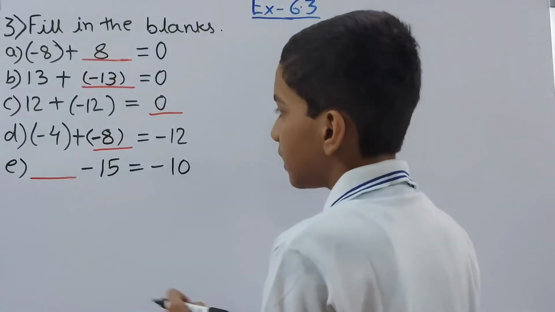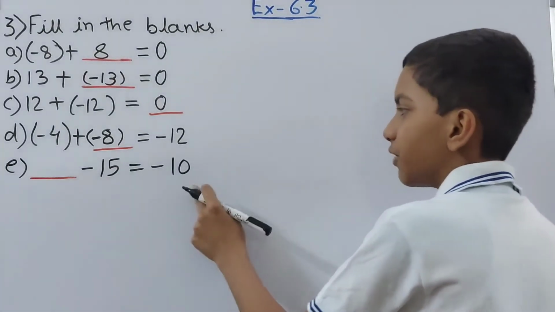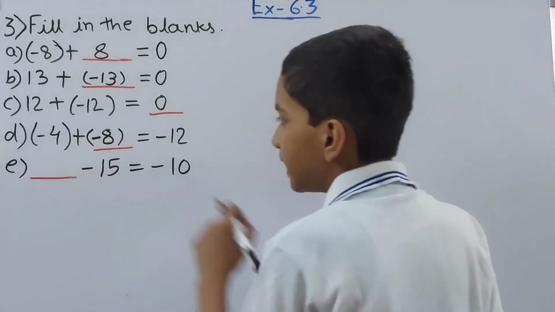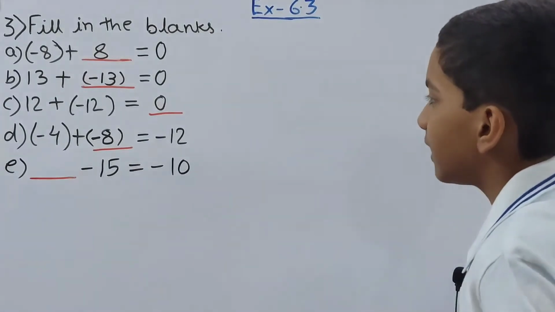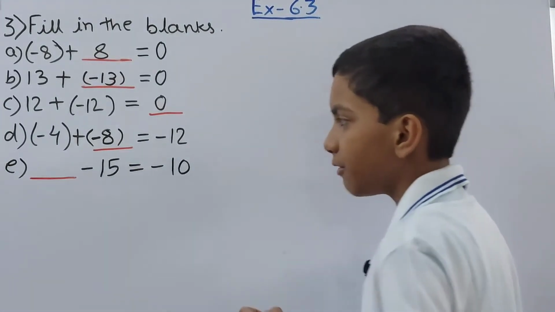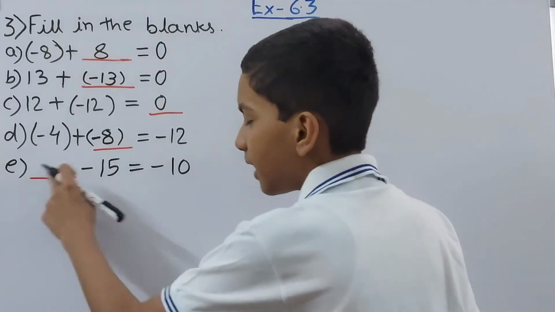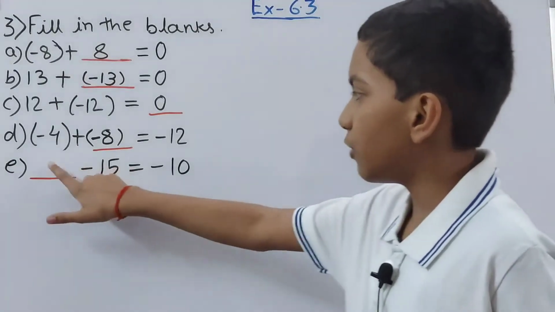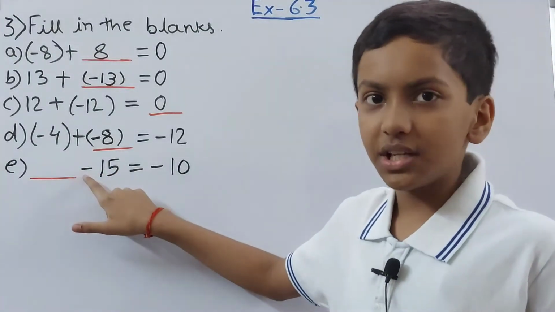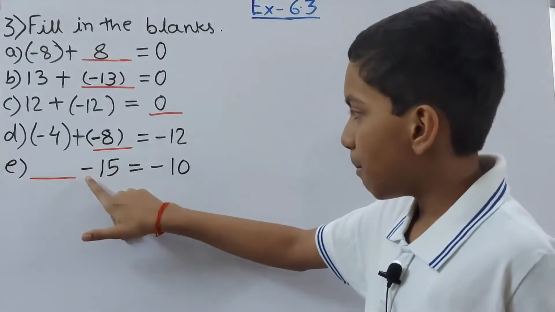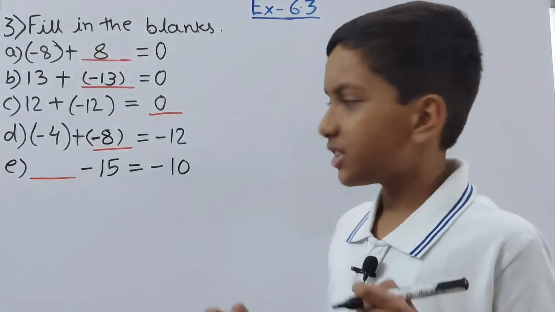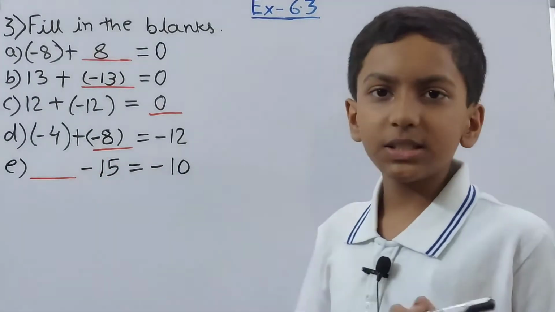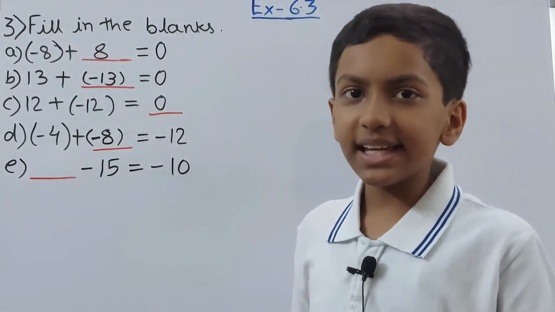So over here, as you can see, this is a blank, minus 15 is equal to minus 10. Friends, we have to find the first number of our blank. What number will be here? If we write a negative number, it will have a minus sign, and on 15 there is a minus sign. So minus minus will become plus. But we don't have to add, we have to subtract, because you can see a minus mark here. So we can't write a negative number here.